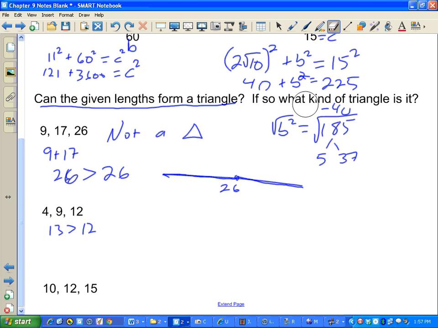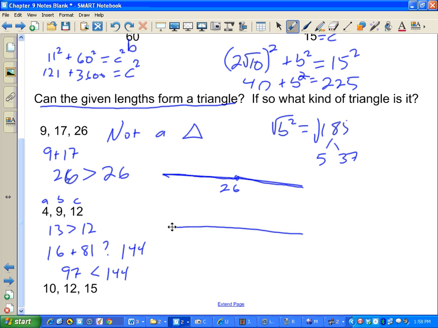Now that I know that it's a triangle, I want to know what kind it is. So I'm using my Pythagorean theorem. This has to be A, B. The long side has to be C. So I've got 4 squared, which is 16, plus 9 squared, which is 81. And how does that relate to 12 squared, which is 144? Well, 16 plus 81 is 97. How does that relate to 144? Well, it's smaller than 144. So I've got a big long side, and then I've got two other sides that aren't quite making it. Okay, so this would be obtuse.